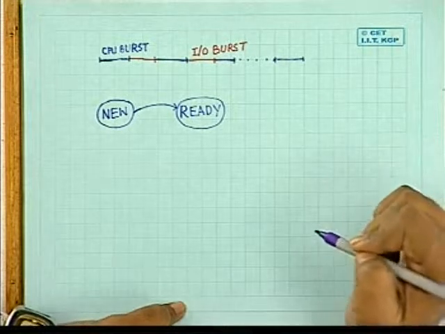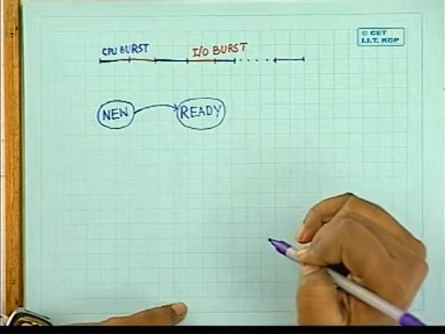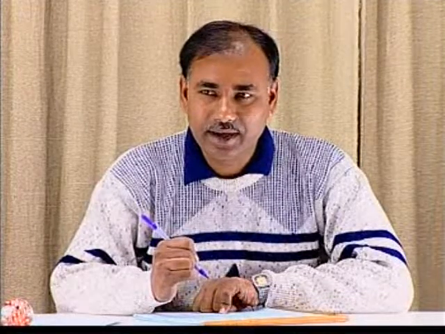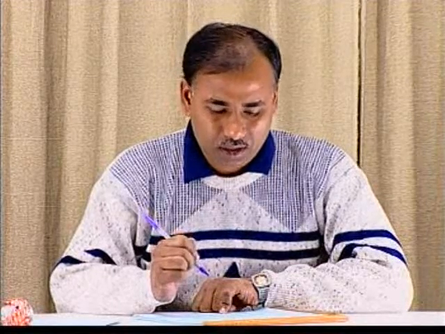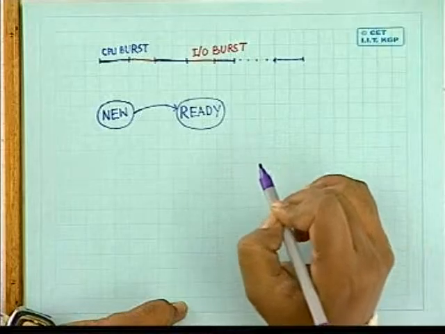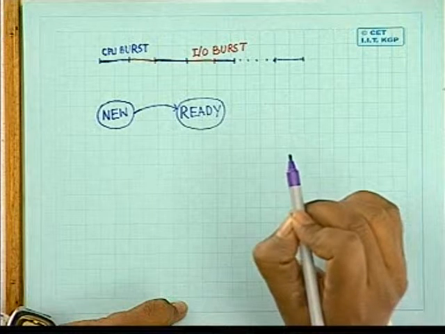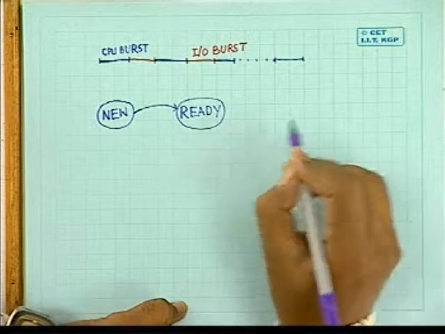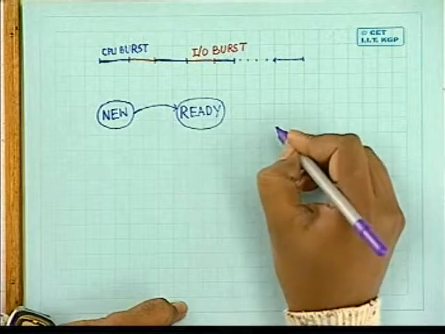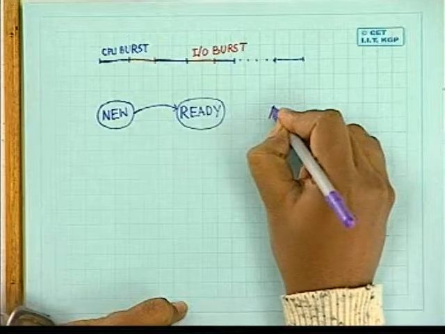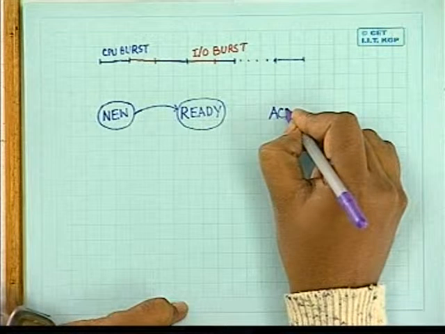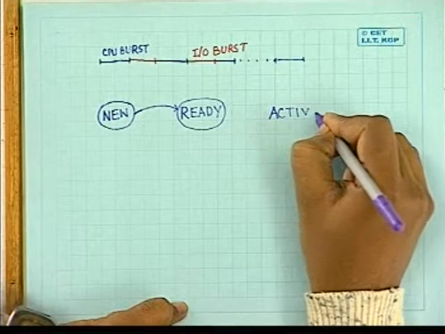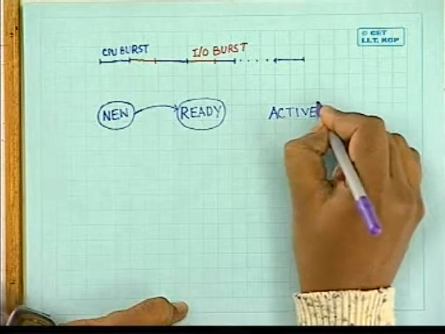Now, once it is in the ready state, the CPU scheduler has to check all the jobs which are in the ready state, select one of them and pass that to the CPU for execution. So, a job can be executed by the CPU only when it is in the ready state. A job cannot be executed by the CPU when it is in the new state. So, from the ready state, when the CPU actually executes the job, we call that job to be in active state.